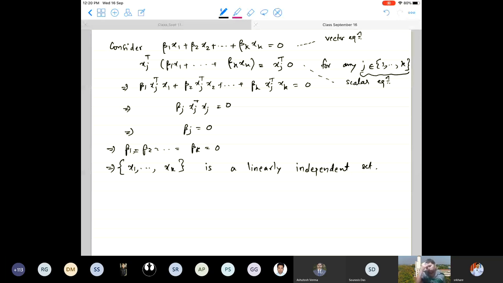Yes. You said that the vector equation becomes similar when you do inner product on both the sides. Yeah, so it's a dot product, right? Dot product, inner product, they are all the same. It's basically xj transpose xk. That's how you take dot product or inner product.